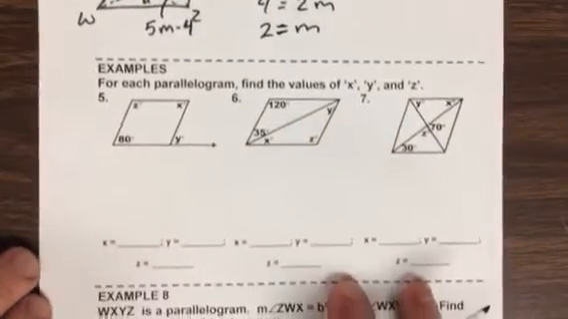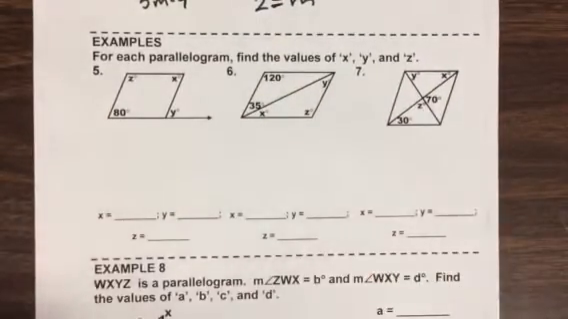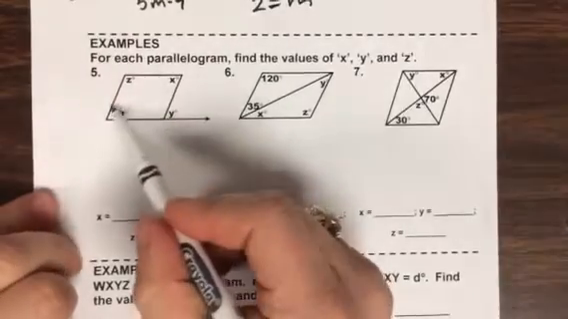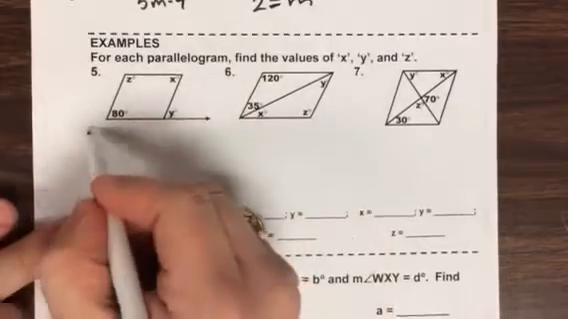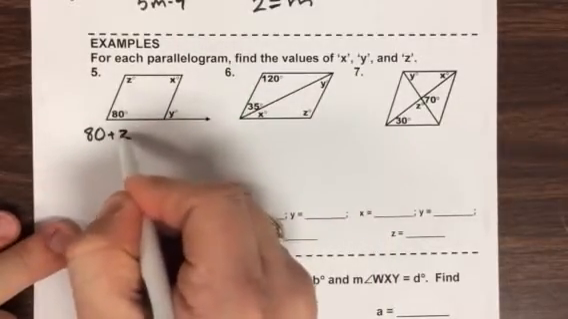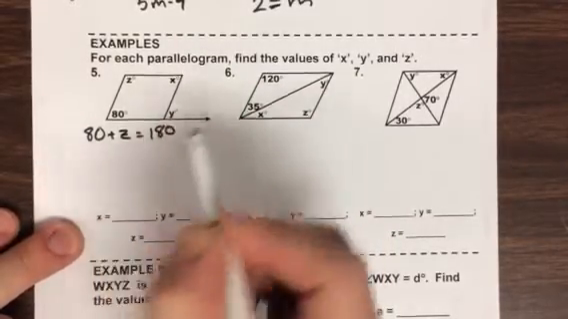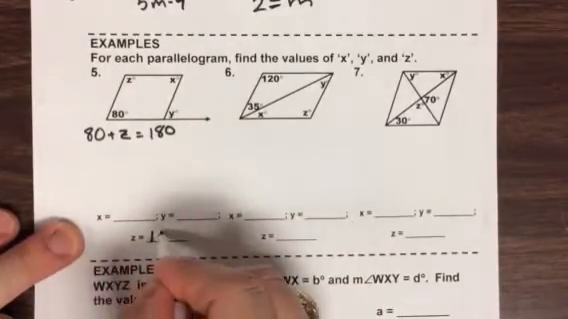Looking at example number 5, we know that this angle right here is 80. We've already talked about consecutive angles. 80 plus z has to be 180. So z must be 100 degrees.